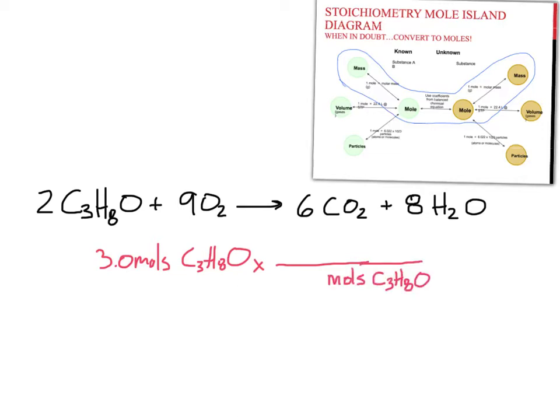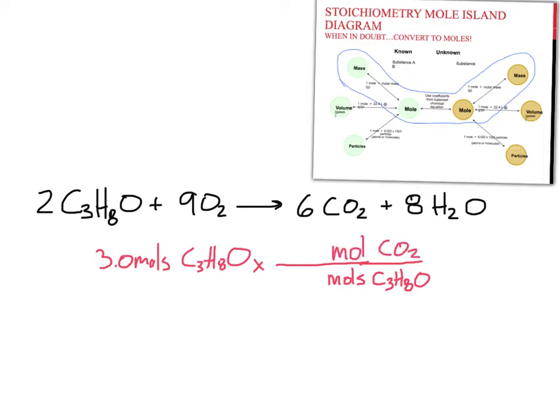And so if we go over here to our mole island diagram, we are looking right now at moles, and the mole island that we're on right now, because there are 2 choices, is the moles of our known, because our known is C3H8O, and we know that we have 3 moles of it. Our unknown, what we're looking for, is the moles of carbon dioxide. And so from moles of known, we can hop right to the moles of our unknown.